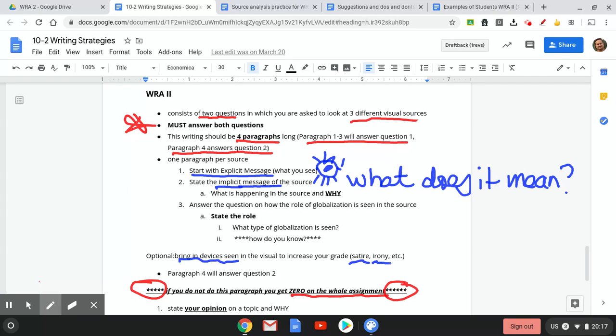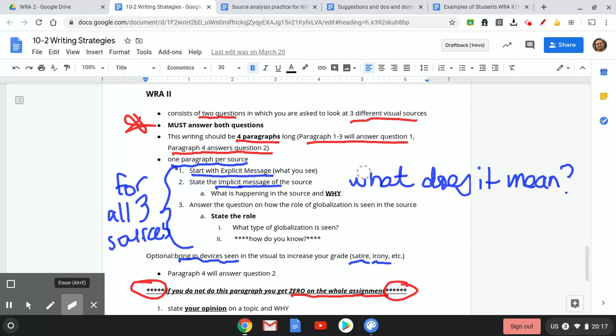Now, let's take another step back and look at this whole paragraph then. Because one thing to remember, paragraph 1, 2, and 3, you do these exact same steps. So like it says here, 1 paragraph per source. So these steps for all 3 sources. That's key.